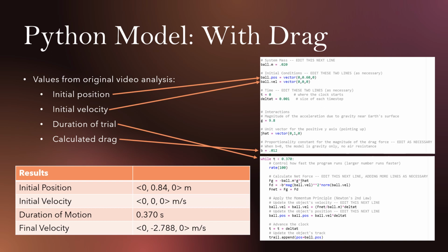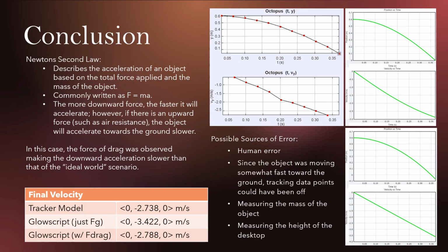As you can see, the duration of motion is much closer to, or even approximately the same as, the Tracker model, and the final velocity is much closer to that of the Tracker model. These are the three graphical representations of each trial. On the top left, we have the Tracker model. On the top right, we have the Python model that took into account drag. And on the bottom right, we have the Python model that did not take into account drag.